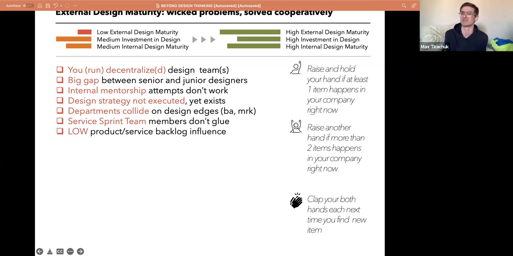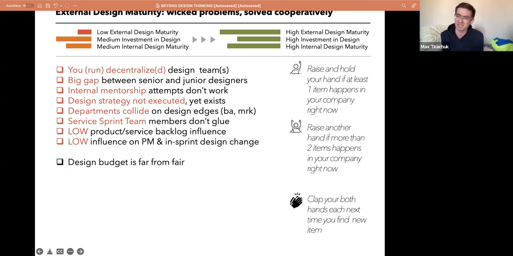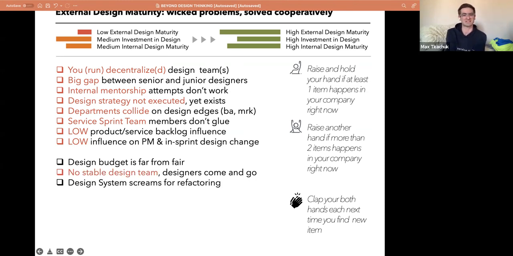We still have low product and service backlog influence. It means discovery is actually done after the backlog is set. Discovery doesn't rule the backlog. Low influence on the product manager, and in-sprint design change stays. Design budget at this point becomes absolutely far from fair, because you did a lot of things, and mostly this is done with no budget increase. No stable design teams because of the points about juniors. Designers come and go. The design system, even if it exists, is screaming for refactoring. Workshops you try to map with stakeholders and run don't affect the people you were hoping to.